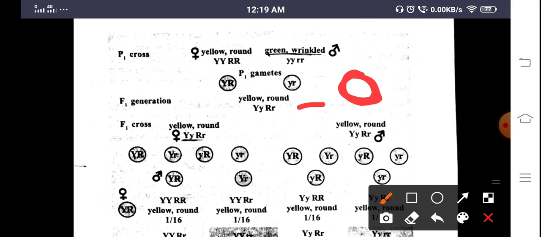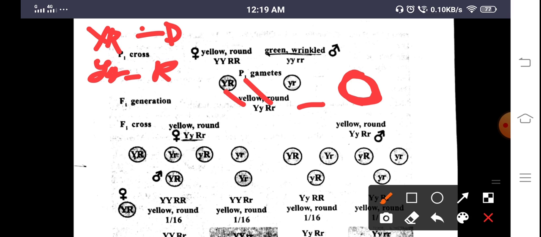Why? Because small y and small r are recessive characteristics, they won't appear. Small y, small r are recessive, capital Y, capital R are dominant. So the dominant characteristics appear. Dominant appear means what? Capital Y, capital R: round and yellow color seed.